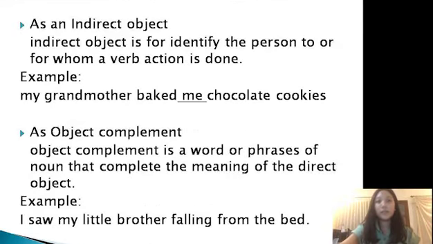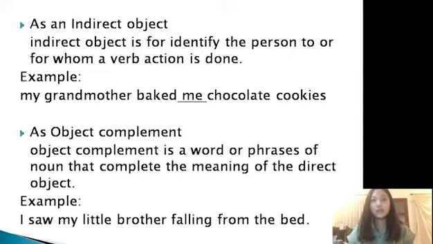For the third type, noun phrase as an indirect object. An indirect object identifies the person to or for whom a verb action is done. For example, "My grandmother baked me chocolate cookies." Me is the indirect object, and it receives the chocolate cookies. The chocolate cookies is the direct object since it gets the verb action bake.